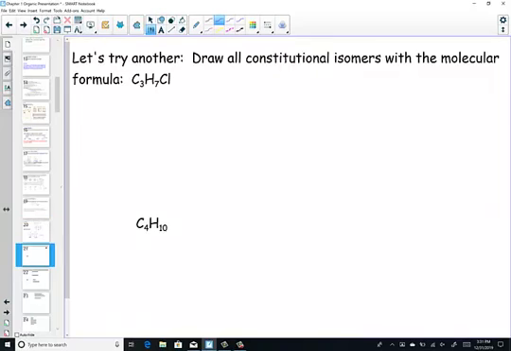Draw all the constitutional isomers with the molecular formula C3H7Cl. C4H10. Again, I'll recommend pausing this video and trying those out. Try them out and try connecting those so that you create octets for all of the required atoms. Start up when you're ready to practice and check your work.